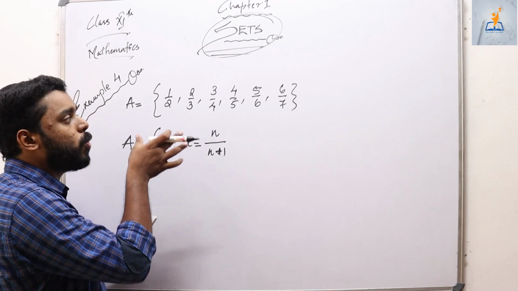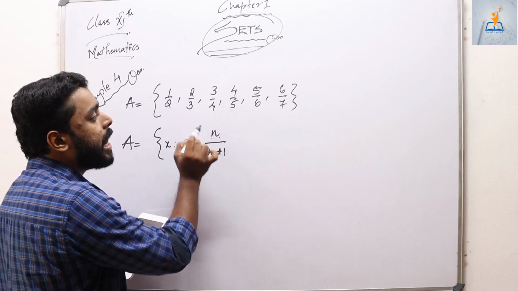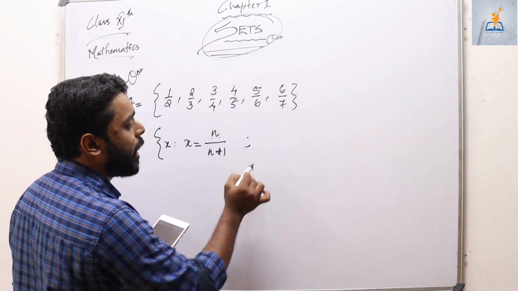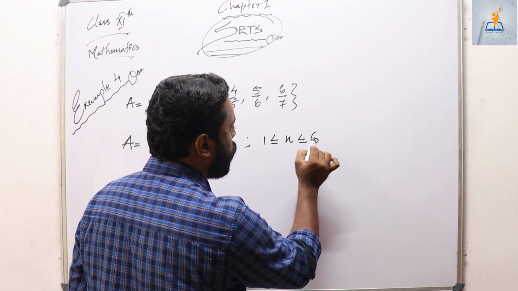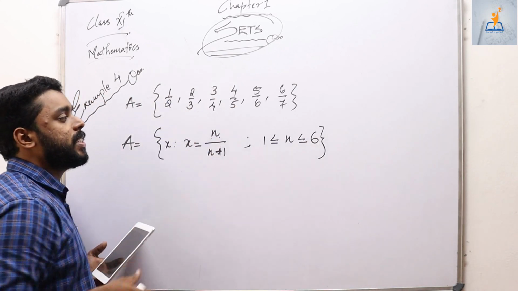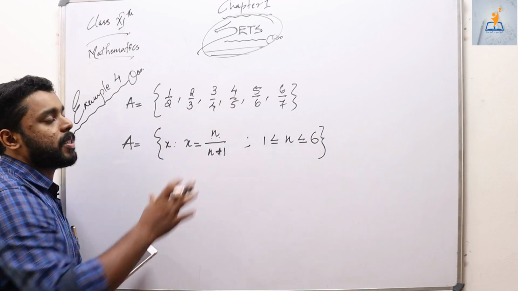Now you have to check. We named the numerator as n, and the variation of the numerator is from 1 to 6. So we should write 1 less than or equal to n less than or equal to 6. So this is the set builder form of this set. Very easy if you are really able to read this set specifically.